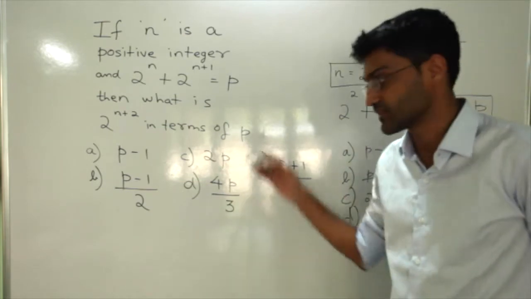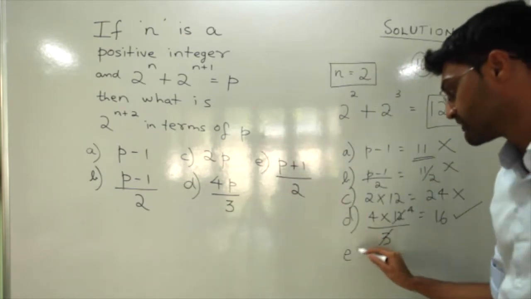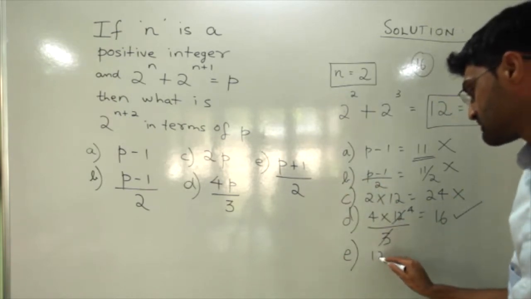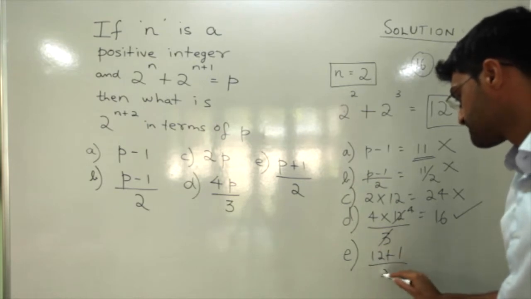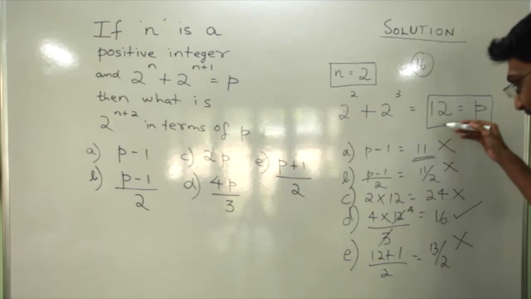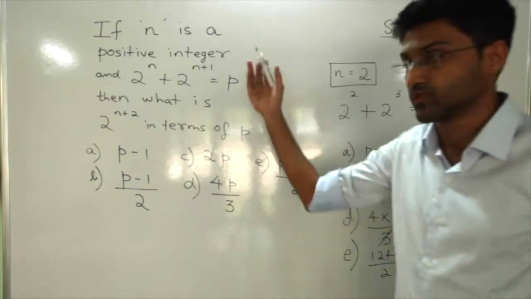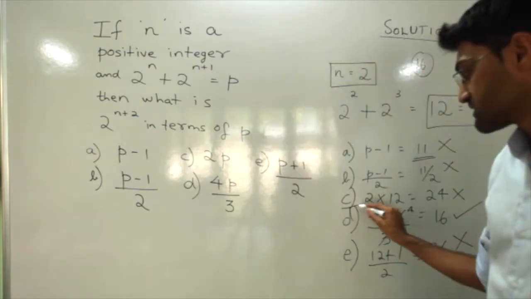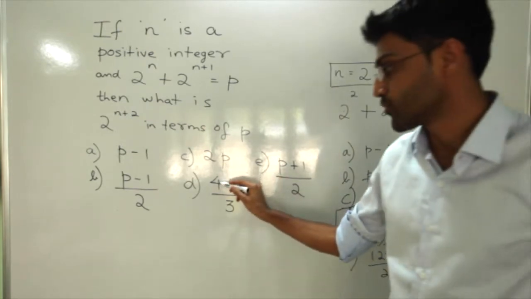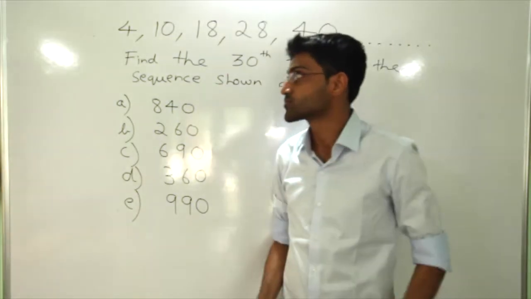So there is a very good chance that this could be our answer. However, we need to ensure that we check for all the options before we get to the answer. Let's make a quick check for p plus 1 over 2. That gives us 12 plus 1 over 2, which is 13 over 2, which is not the answer. So since we have only one option that matches with the entire solution set, the correct answer to this question in the same way is option D, which is 4 times p over 3. Right, let's have a look at this question.